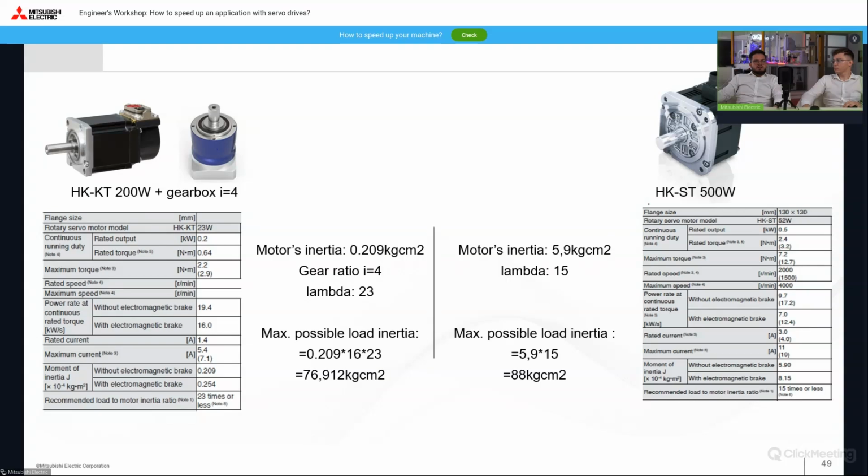How to calculate this? We have motor inertia multiplied by a factor from our catalog and optionally multiplied by the gearbox ratio squared. As you can see, the max inertia for both motors came out more or less similar, so both could fit the application.